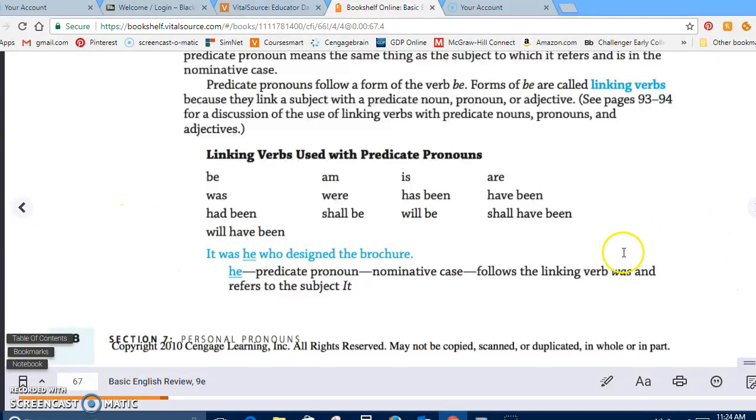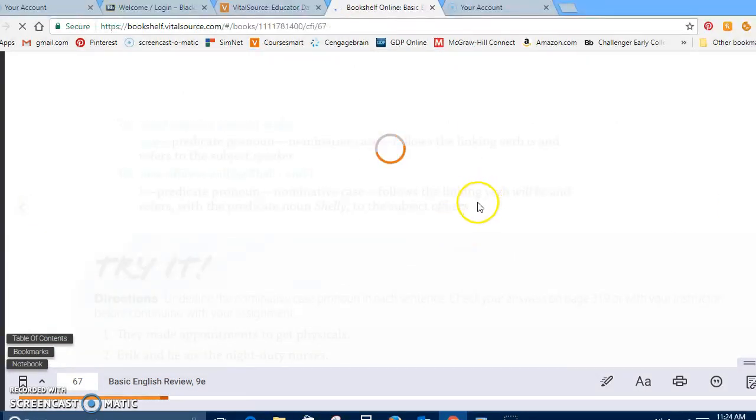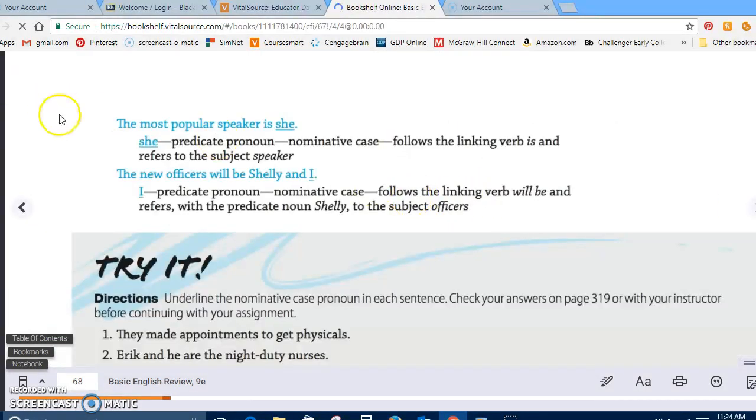Let's see if there's anything on this next page. If I can get it to turn here. There we go.